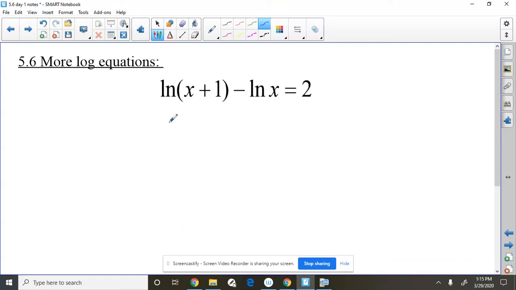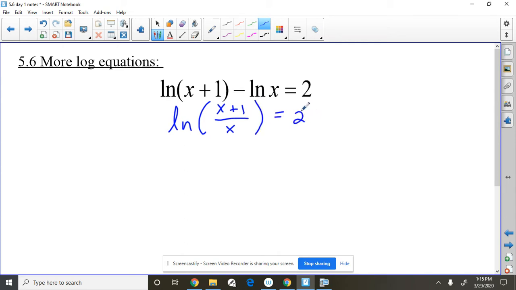For today's lesson, we're going to continue with section 5.6 and look at some other log equations. For this first example, we have a natural log. And to start, we're going to begin the same way we did the other day. This is an equation that has logs on one side, so the first thing I want to do is combine those. So it's natural log, and since the second one is subtracted, I have x plus 1 divided by x inside of the single log equals 2.